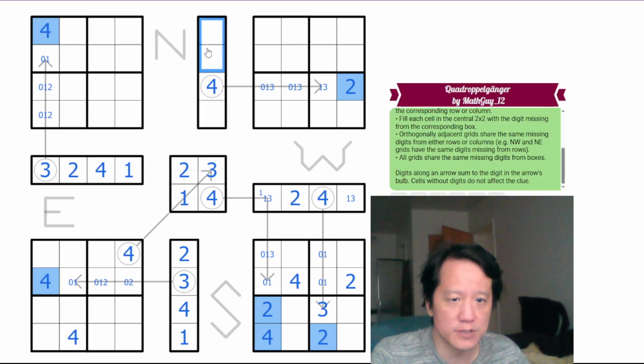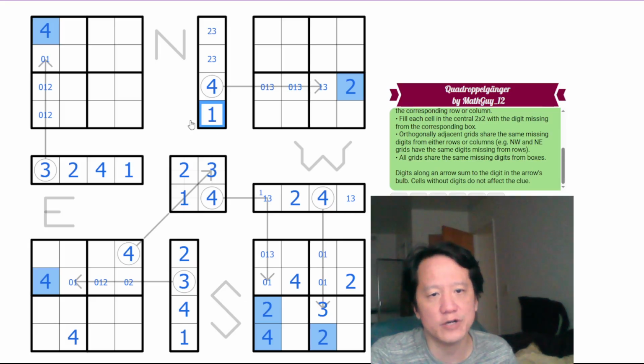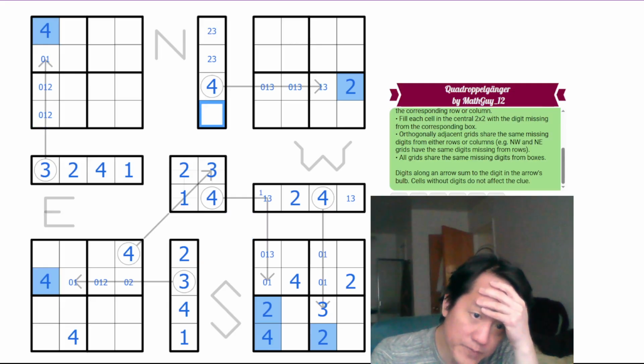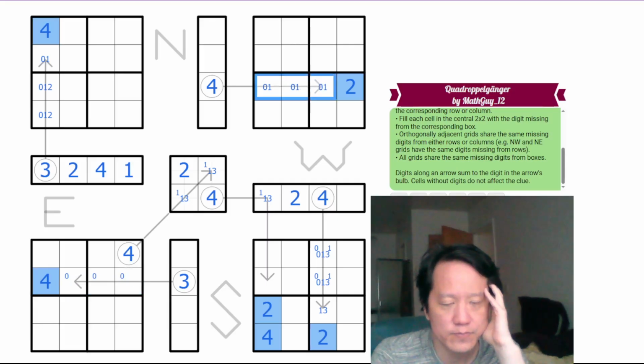We must be missing 2 and 3 at the top. So this is 2, 3 as a pair. This is 1 missing. Okay. Yeah, this is looking like a potential solution. I'm not getting any contradictions here. So then let's try going the other path.